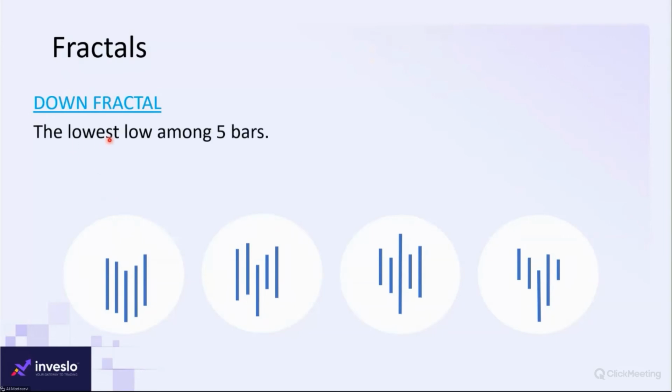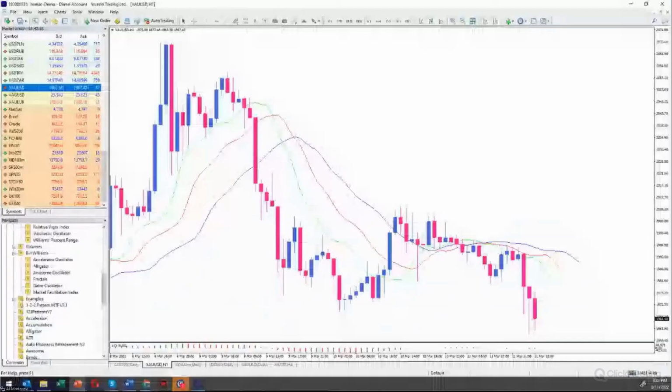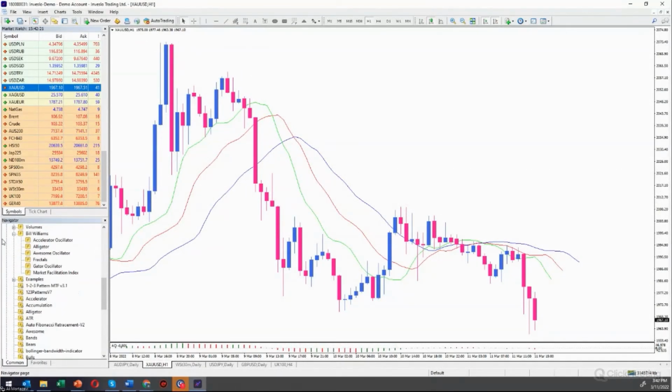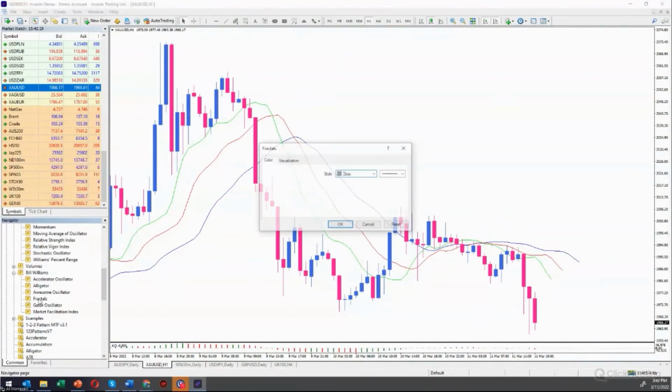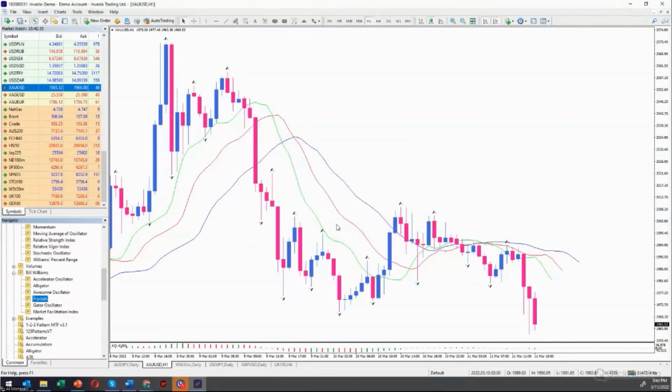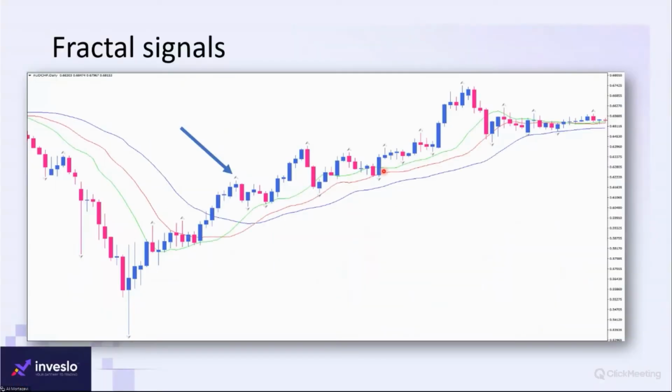So the lowest low among the other 4 candles, we call it the down fractal. We are going to find the lowest low, but hopefully Mr. Bill Williams makes it easy for us, because through the navigator, or also the insert menu, you can find the Bill Williams fractals right here. Let me change them to black, maybe more clear. Okay, here you can see it automatically finds the highest high and lowest low among the group of five candles. So this is a fractal. You see, it's very easy.